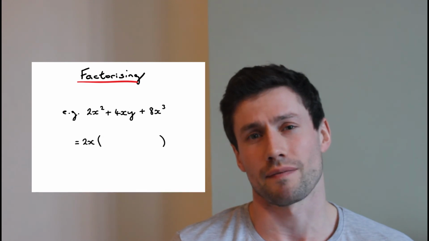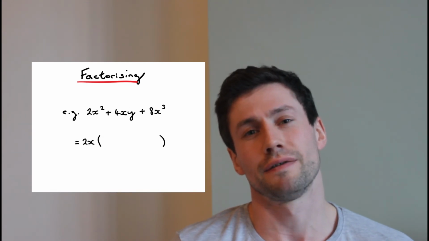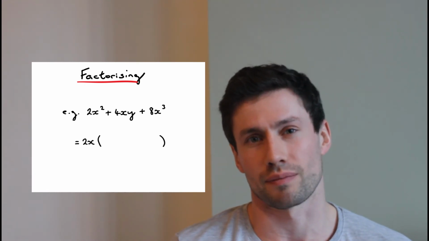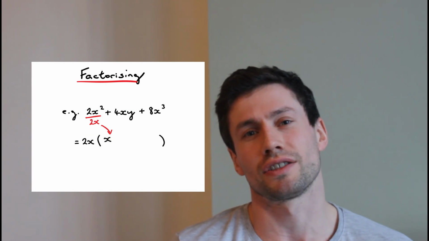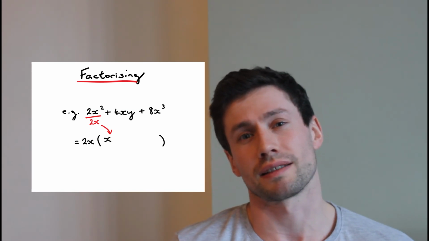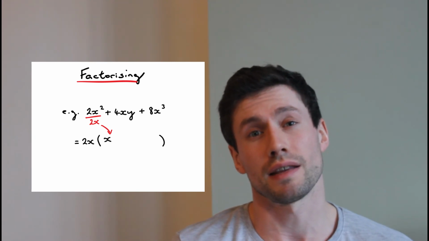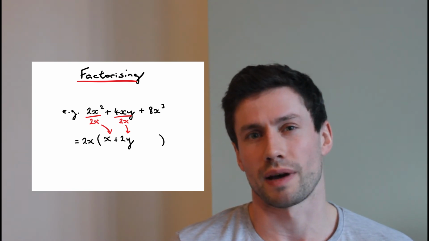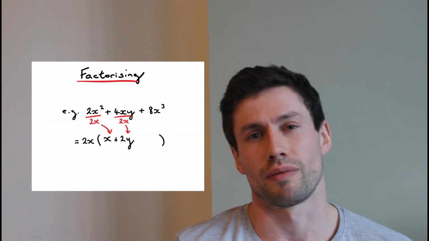I open my bracket and I look at my first term and divide my first term by whatever it is that is now sitting outside the bracket. 2x squared divided by 2x is just x, so I write this as the first term inside my bracket. I look at the second term and I divide this by 2x as well. 4xy divided by 2x is just 2y. I then write this inside my bracket as well.